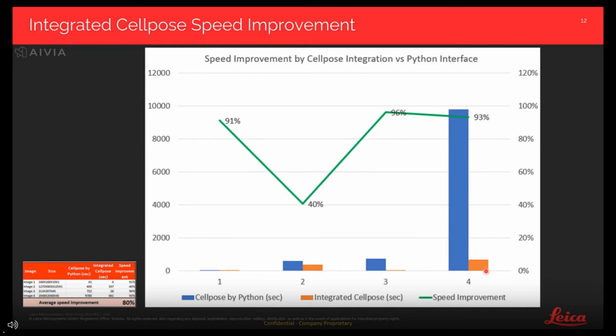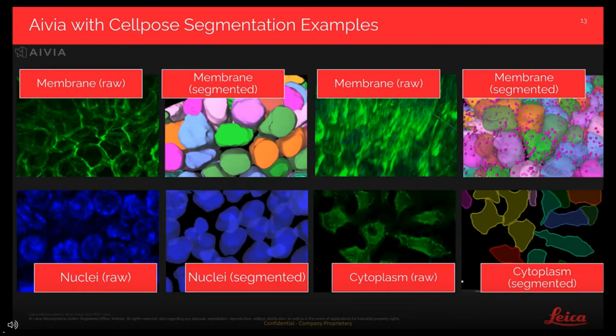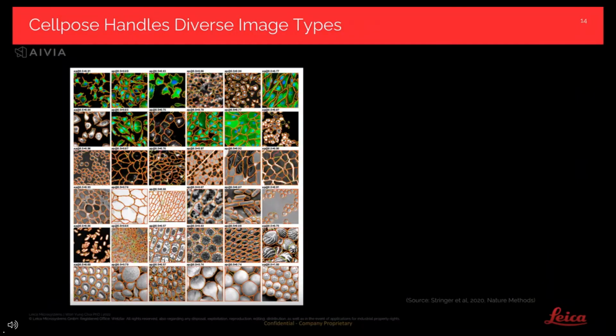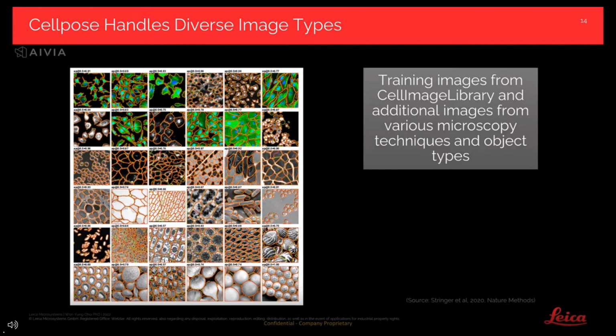Here are some segmentation examples with AVIA with Cellpose, where this model can accurately segment various cell types for membrane, nucleus, and cytoplasmic stains. Here are some examples of the types of diverse image types Cellpose can handle. For example, biological images from cell image library and additional images from various microscopy techniques and object types, including fruits, vegetables, fish scales, and so on.